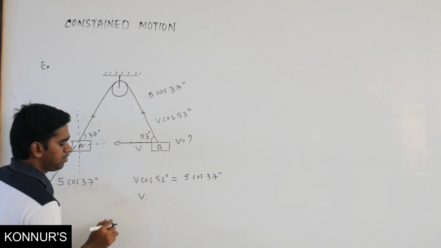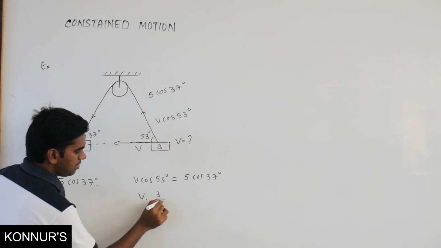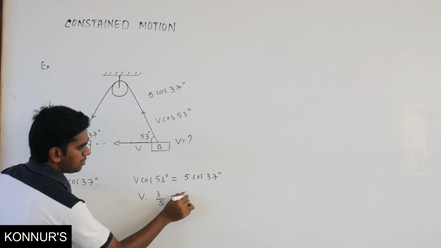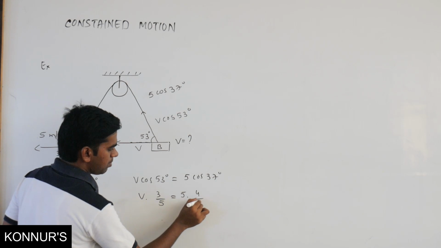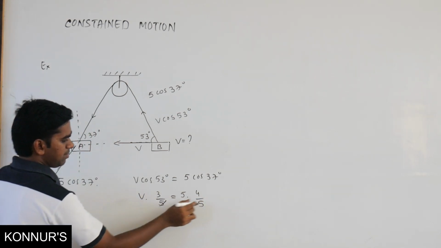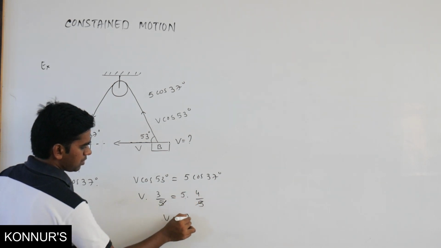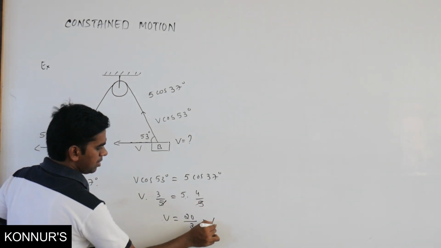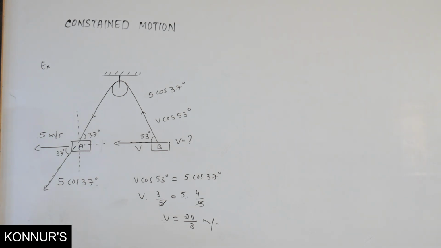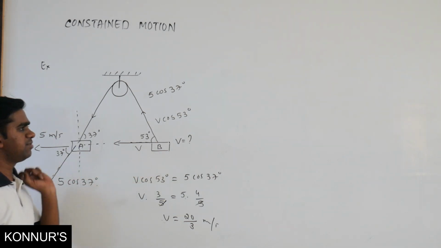What is cos 53? Cos 53 is 3 by 5. Five into what is cos 37? It is 4 by 5. Okay, so what will happen? 5 will get cancelled. So V equals 5 into 4 into 5, that is 20 divided by 3 meters per second. This is how we can find the velocity of B.